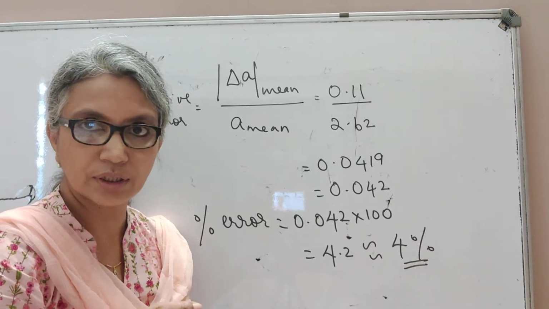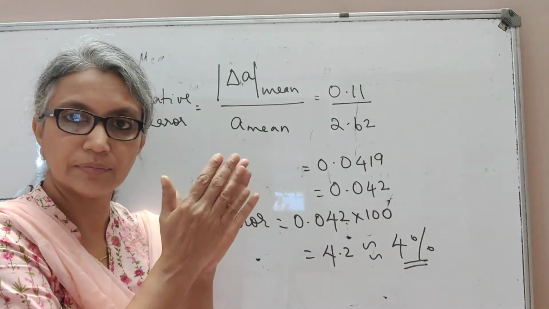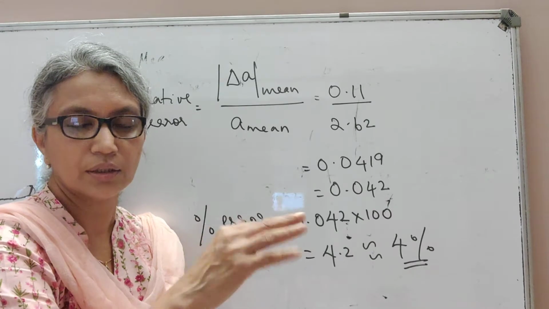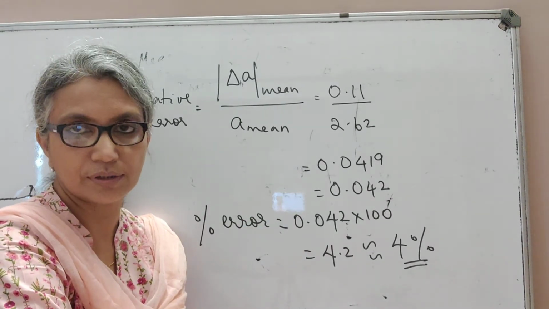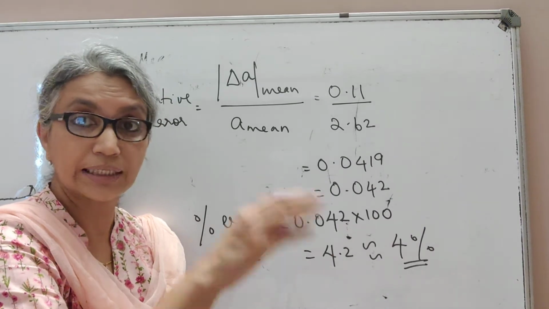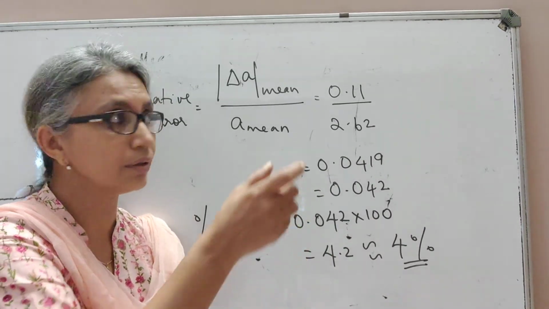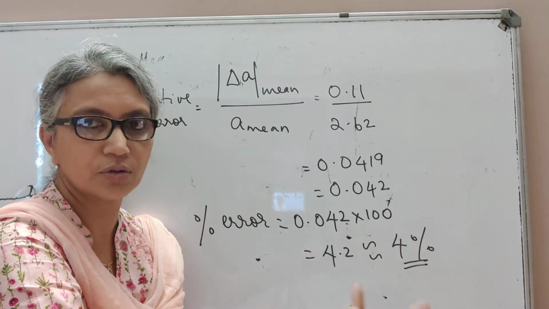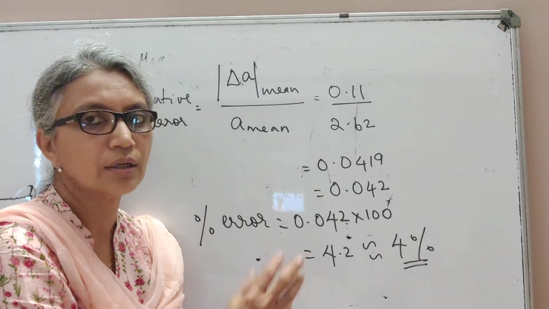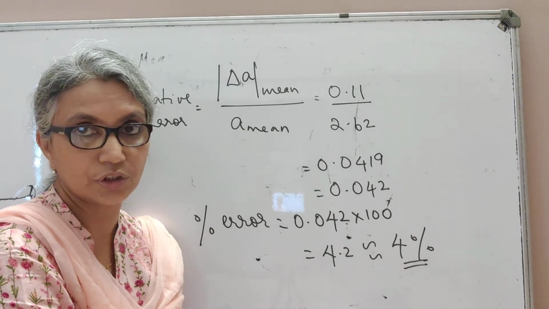So what is absolute error? I hope you understood. It is the difference between the observed reading and the true value. The absolute value of that difference is what you call as absolute error. Then relative error is delta A mean by A mean. That is, the absolute error divided by A mean, you will get the relative error, multiplied by 100, you get the percentage error. Okay.